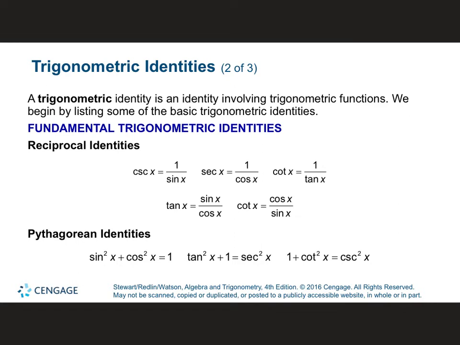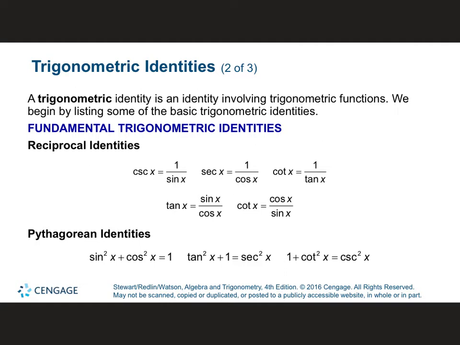With these trigonometric identities, you're going to be working specifically on two types of identities. The first is the reciprocal identity, which just tells us that cosecant of x, cosecant of theta, whatever, of anything, is 1 over sine x. The secant of x is equal to 1 over cosine of x. The cotangent of x is equal to 1 over the tangent of x. Tangent x is equal to sine x over cosine x, and cotangent x is equal to cosine x over sine x. Again, these are reciprocal identities.